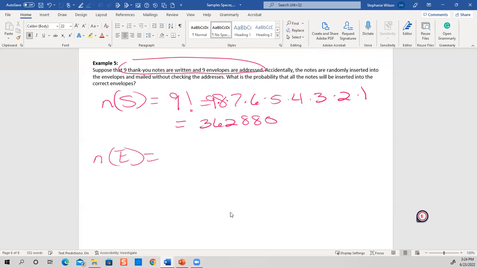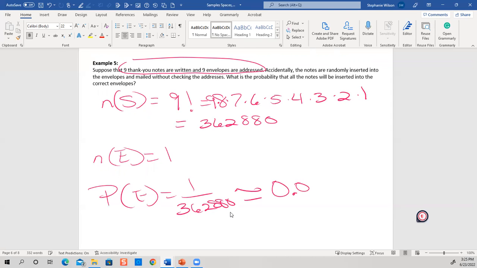The probability of it happening, that's what we're going to figure out. This event is 1: one time, we're seeing if it's going to be correct. So the probability of this event happening is 1 per 362880. When we type that in the calculator and round, it's going to be a very small probability that all of them are correct.